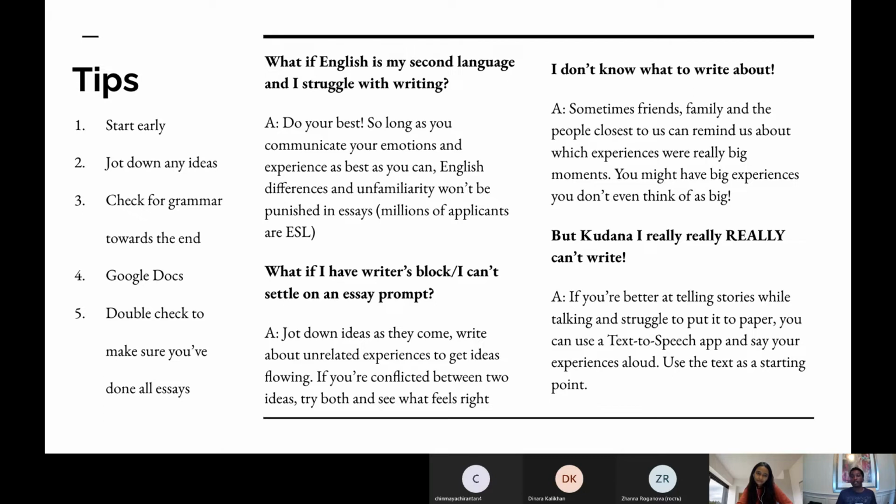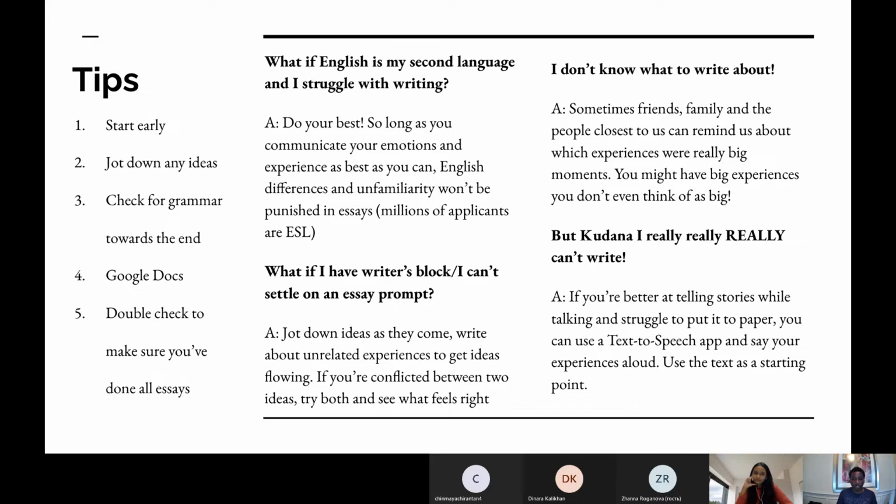Some common areas. If English is your second language and you struggle with writing, my recommendation there: do your best. So long as you communicate your emotions and experience as best you can, English differences and unfamiliarity in how you speak won't be punished in essays. Millions of applicants are ESL students, and millions of people who I know at college and who I'm friends with are English as second language students. So if you feel like you're not sounding like an American specifically, don't worry.